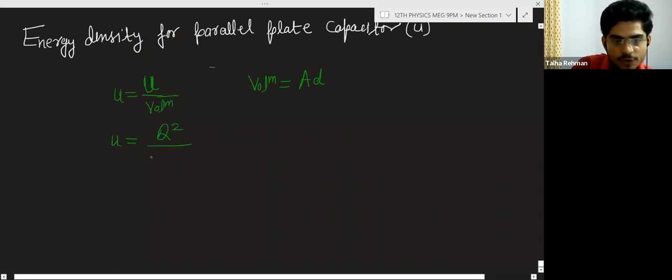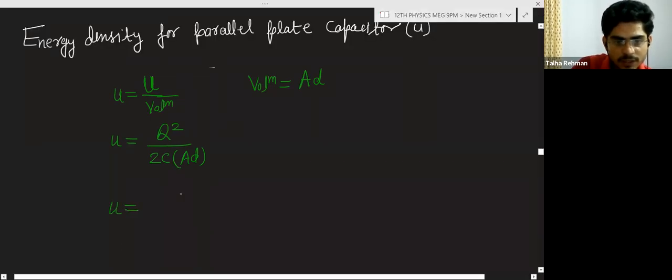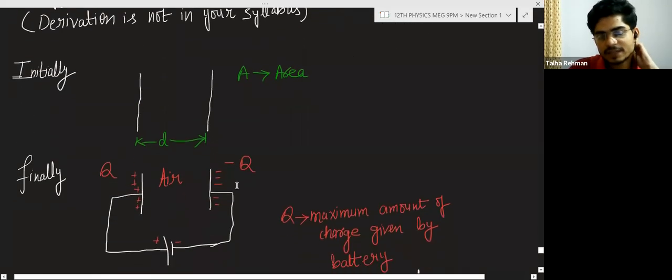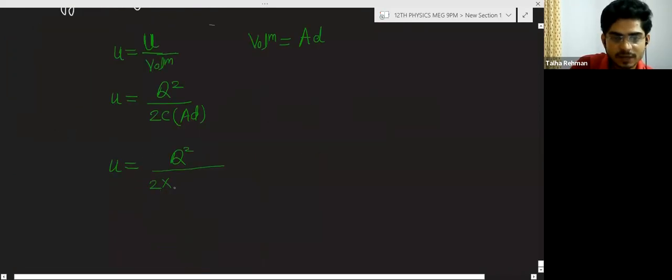Q square upon 2C is U, and put the value of volume AD. Okay. Now what I am doing, this is Q square. Now I am putting the value of C. What is the value of C when two plates are separated in air? Two plates of capacitor are separated in air. The value of capacitance is epsilon 0 A by D, and D cancels out.